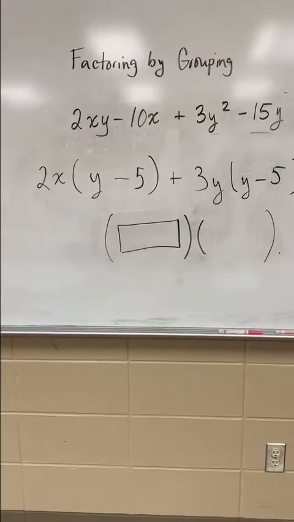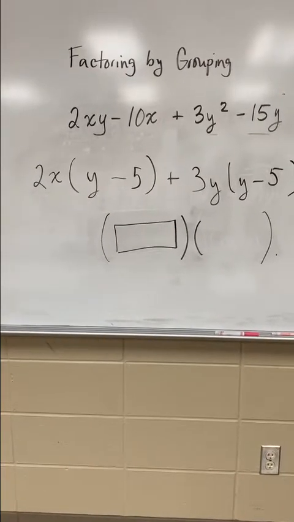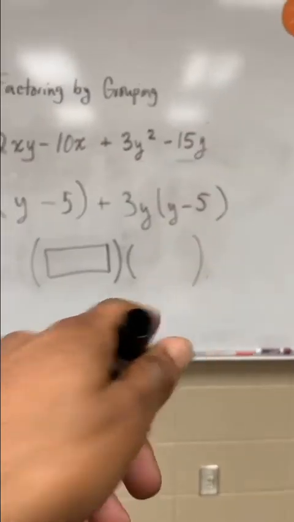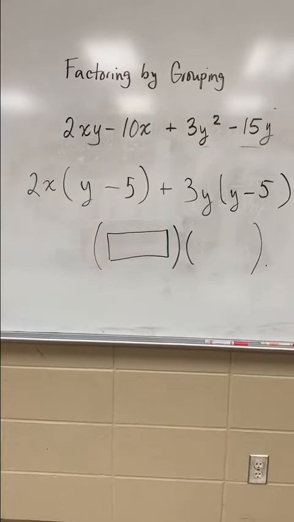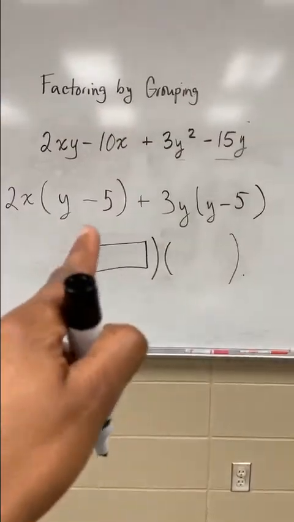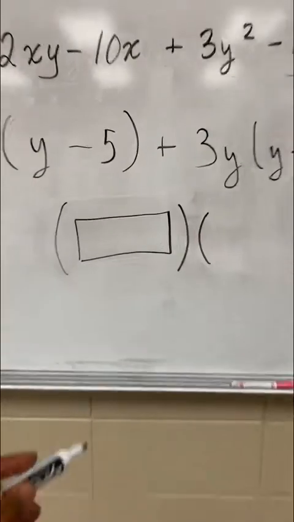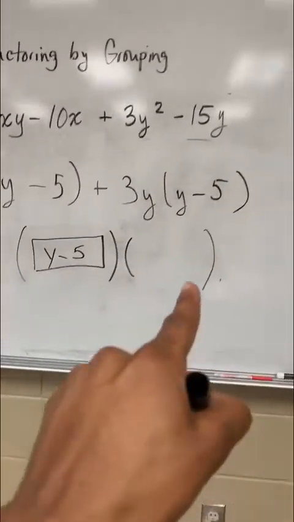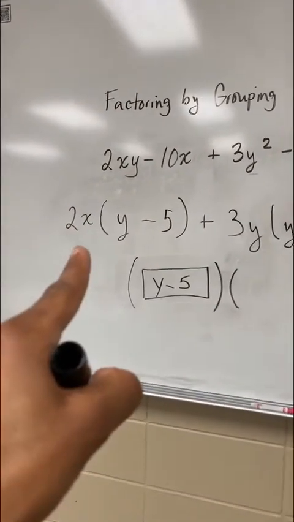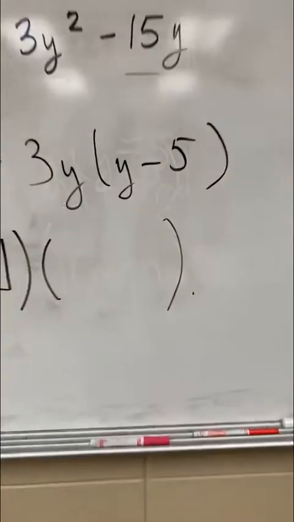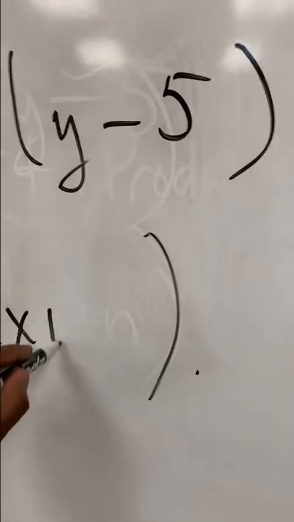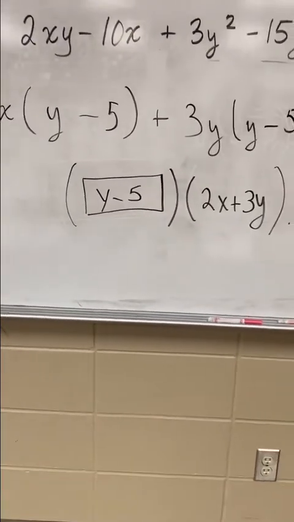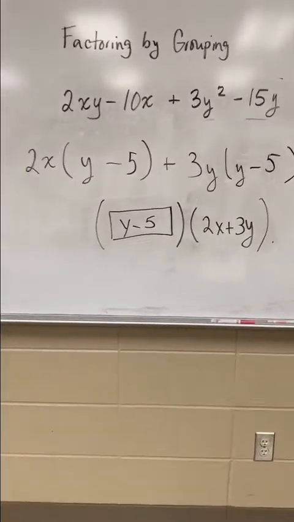So this is the step that brings us to where we started at the beginning, knowing what goes inside of the box and what sits right over here. So the part that goes into the box will be what the parentheses say. That's the y minus 5 here. But what goes over here is the 2x plus 3y. That's what goes over there. And those are my two factors, factoring by grouping.